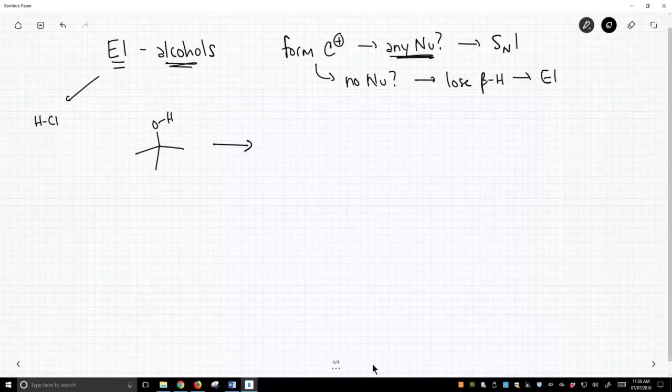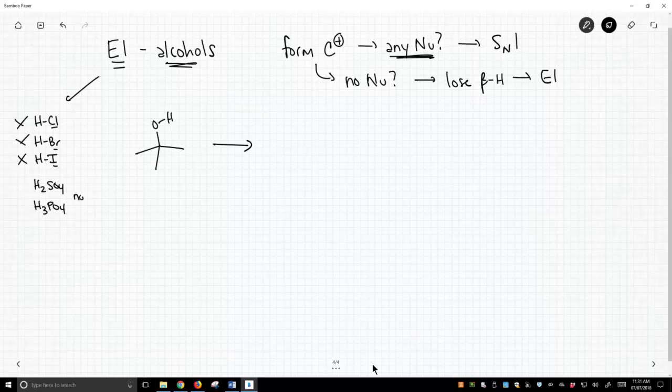Cl- will attack a carbocation. We can't use HBr. We can't use HI. All of these are off the table because all of these halide counterions will attack our carbocation. What are the only two acids that we'll use? Are H2SO4, sulfuric acid, and phosphoric acid, H3PO4.